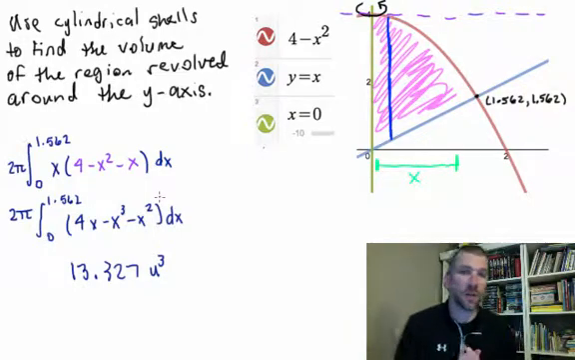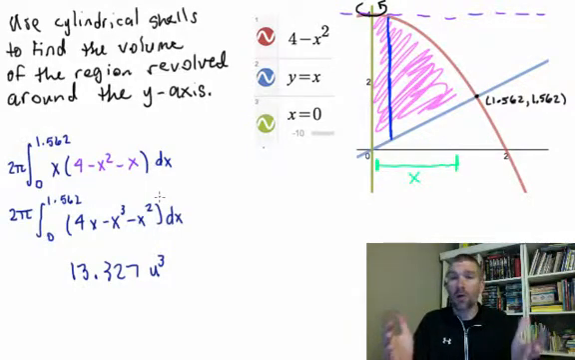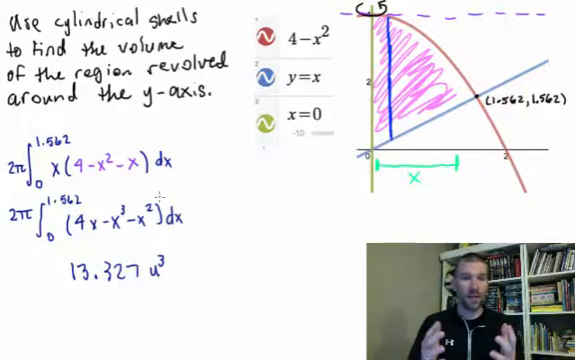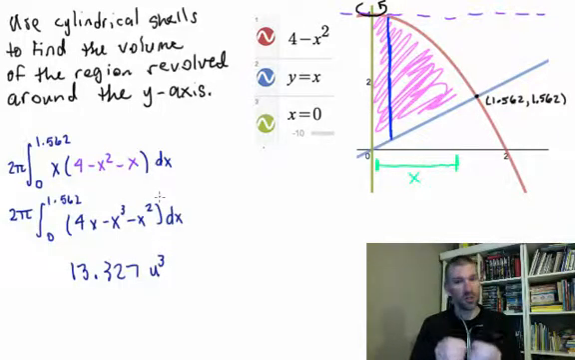There's another shell guy. Could we also find the same volume using washers and revolving around the x-axis? Yes, we can, and that's what's so neat about shells and washers. You've got two ways to solve it. So some of you guys may look at this problem and go, man, I see the shells, it's not a problem. Some of you guys will look at this and go, I see washers. Hey, guess what? Not a problem.